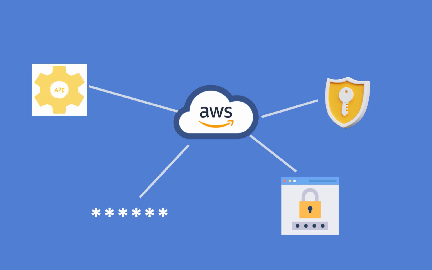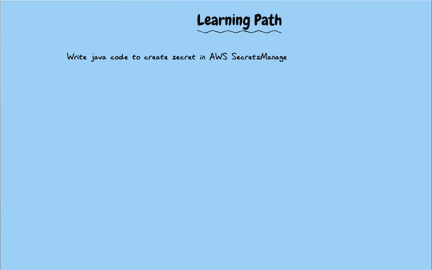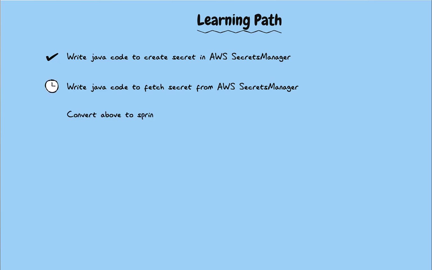This is a secure, reliable, and organized way to store and manage secrets, which is why it's commonly used in many organizations today. Here is the agenda for our learning path. In this video, we will create code to store a secret in AWS Secrets Manager using standalone Java. In the second part, we will look at how to retrieve those secrets. Finally, in the third part, we will adjust the code for a Spring Boot application.